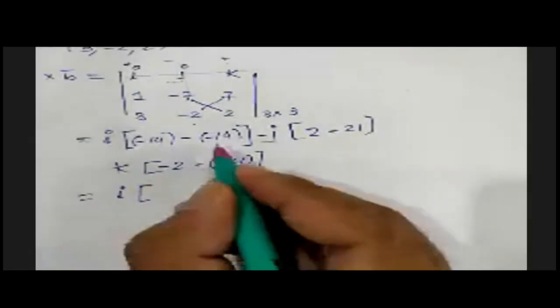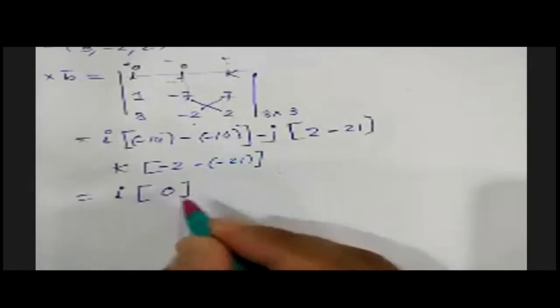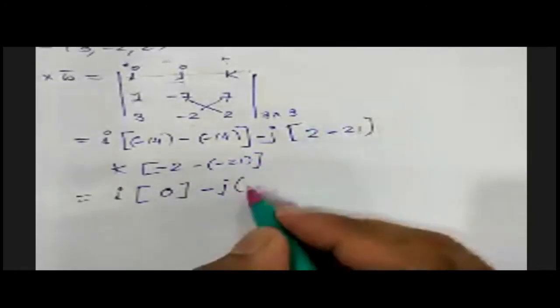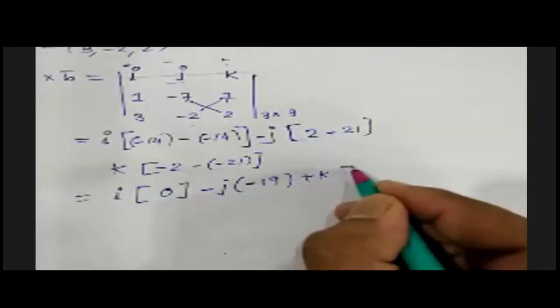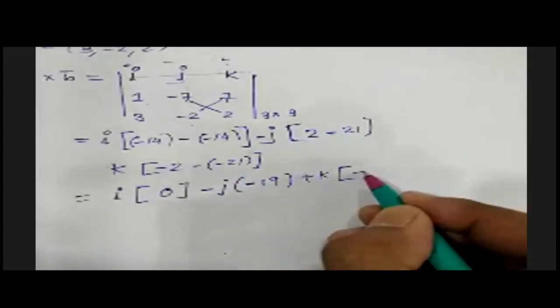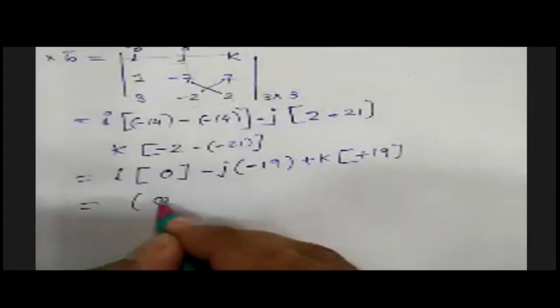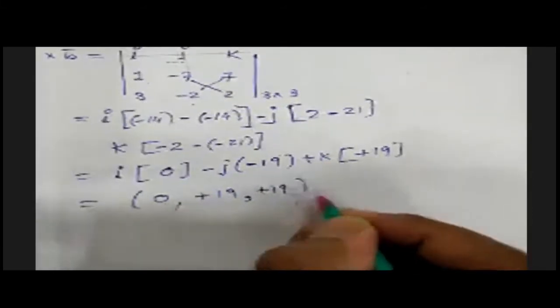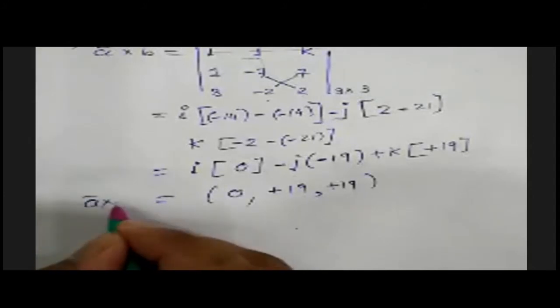So your final answer for the I coordinate is minus 14 plus 14, which is 0. The J coordinate is 2 minus 21, which is minus 19. The K coordinate is minus 2 plus 21, which is plus 19. So if you write it, you have 0, plus 19, plus 19. This is your A bar cross B bar.